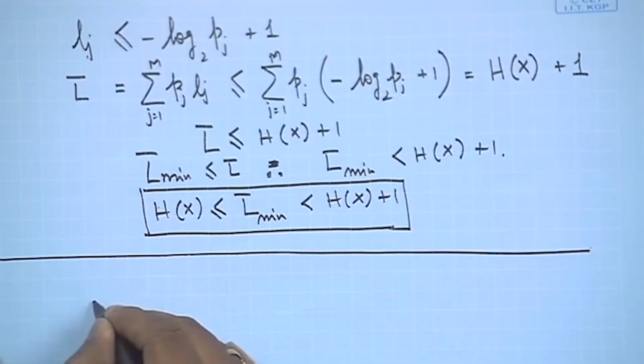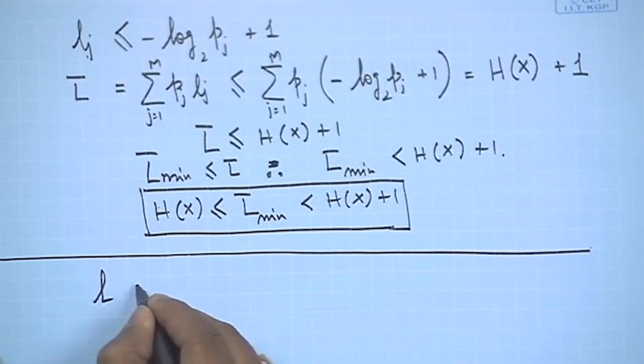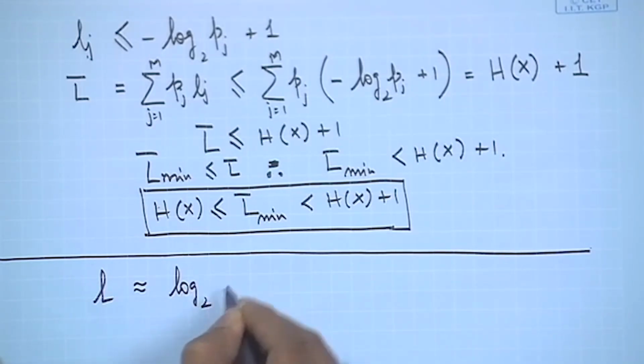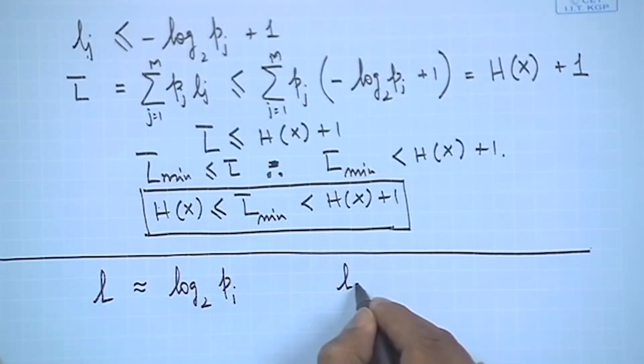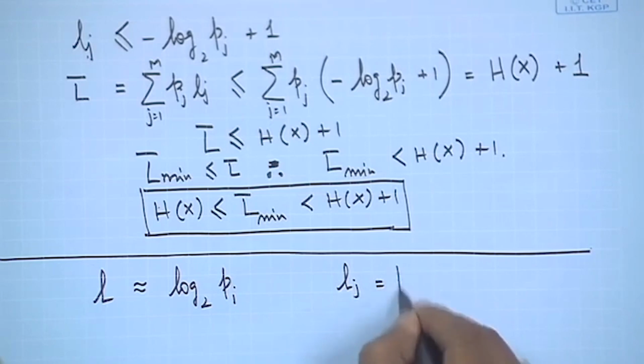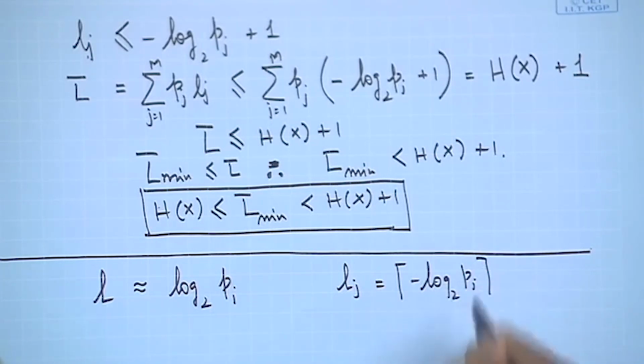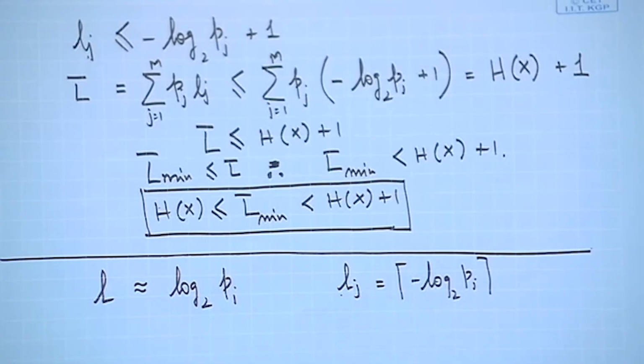So, in other words, you can say that L is approximately equal to minus log base 2 of Pj, or a better way to say it is that the length Lj is equal to the ceiling function of minus log base 2 of Pj. So, if it is an integer power of 2, Lj is equal to the number inside the ceiling function. If it is not an integer power of 2, then it is the smallest integer greater than this.